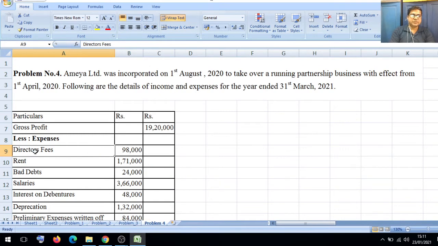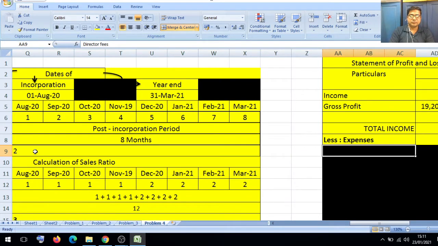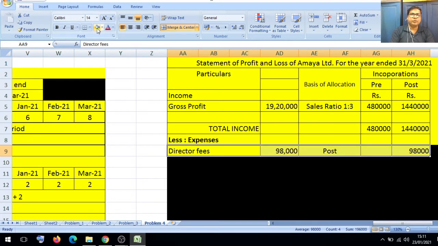The first expense is director's fees, 98,000. So we will write here director's fees. It is put directly in our post-incorporation column because it is an expense related to the period after incorporation. Therefore it is allocated directly to the post-incorporation column.